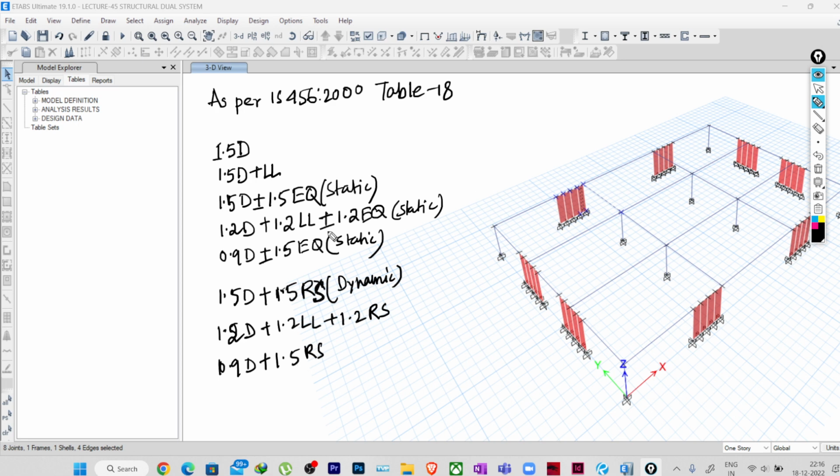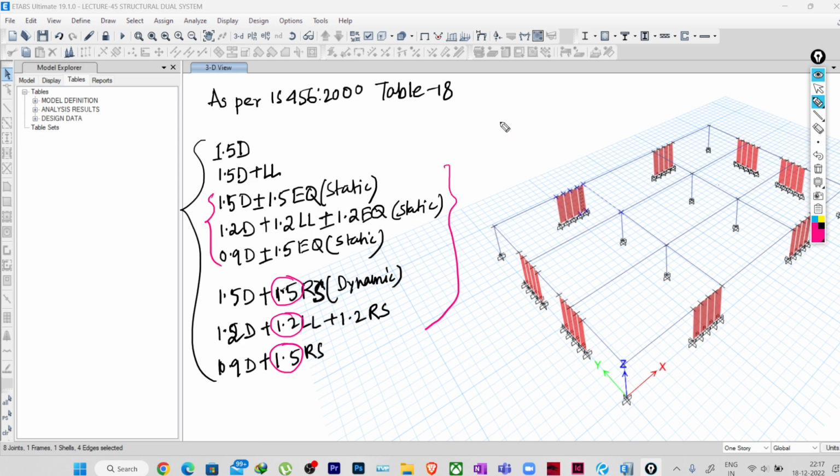Now these are the basic design combinations as per IS 456 table 18. Now we will create another set of load combinations only for combinations with earthquake forces. For now we will not add the static ones because we are not going to design for the static load combinations, the static earthquake load. We are going to apply the dynamic forces. As we are going to design with the response spectrum load cases, we will scale up these vectors in both directions.